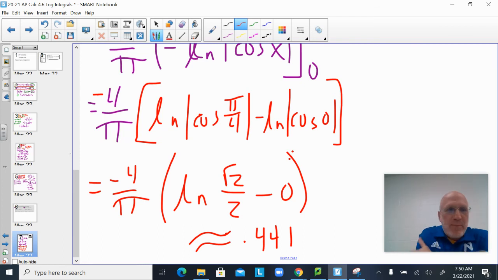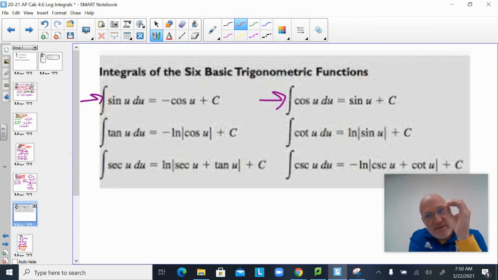So there's just one example. Again, for the moment, for this assignment, you need to have access to these 6 trig integrals. Ultimately you need to know them.